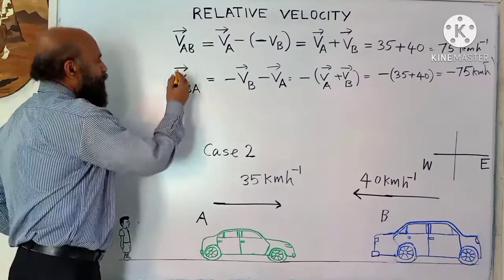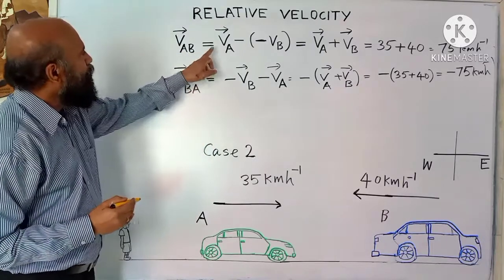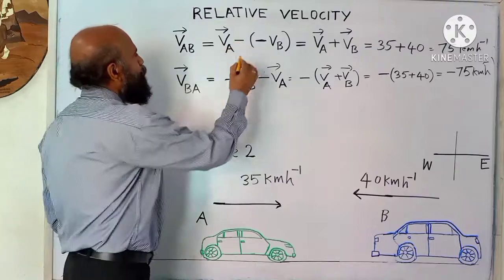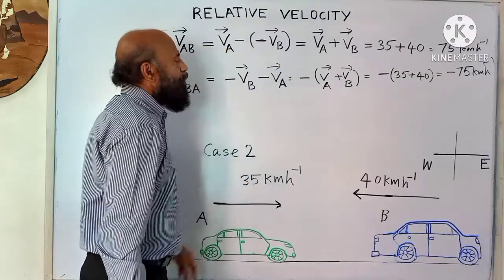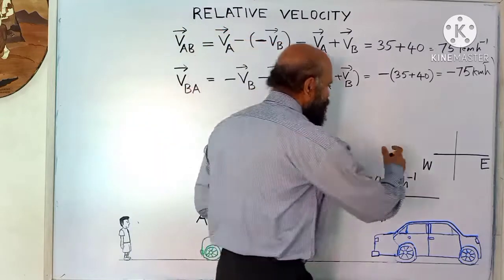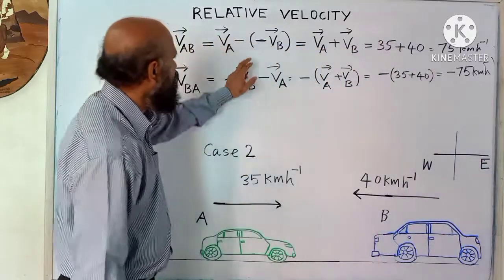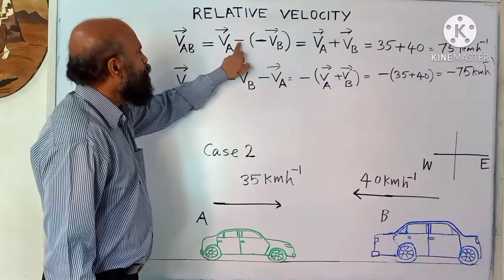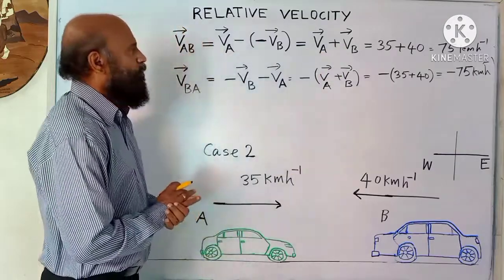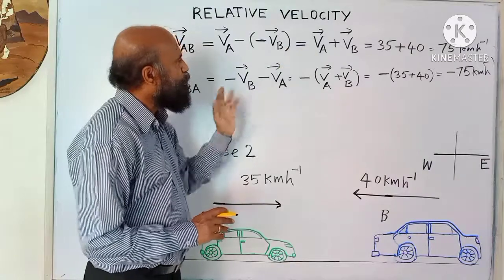Now, the relative velocity of car A with respect to car B is VA vector minus VB vector. Here we have taken a negative sign because towards the east is taken as positive, so towards the west we have to take it negative. So minus into minus is plus, so VA vector plus VB vector. Velocity is a vector quantity, so it is towards the east.